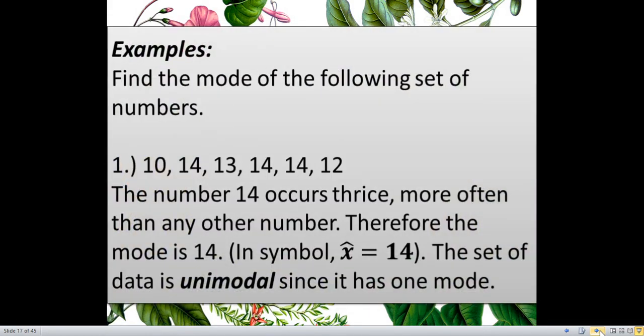Find the mode of the following set of numbers. So first we have 10, 14, 13, 14, 14, 12. As we look at the data, the number 14 occurs thrice, more often than any other number. Therefore, your answer will be 14. So in symbol, you will write it this way. The set of data is unimodal since it has one mode.